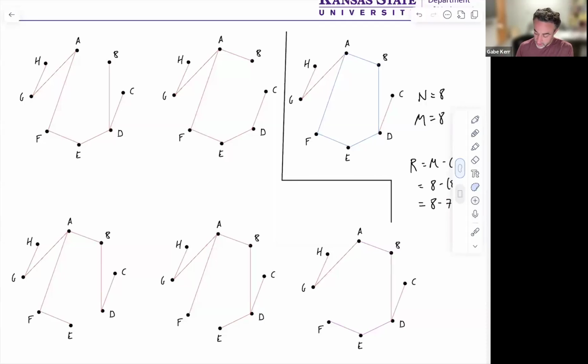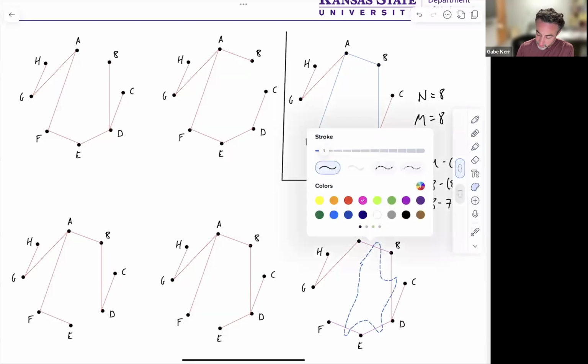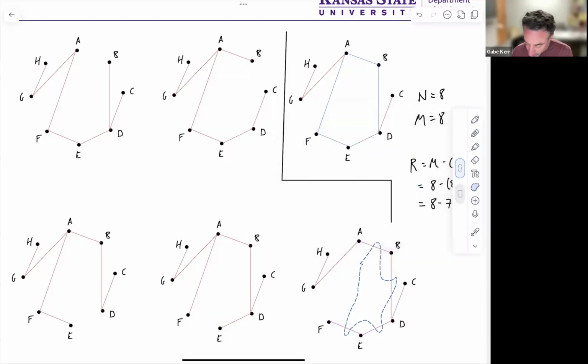So each one of these are spanning trees. I think I colored this slightly wrong. All right. So in this case, we get 5 different spanning trees for this graph.